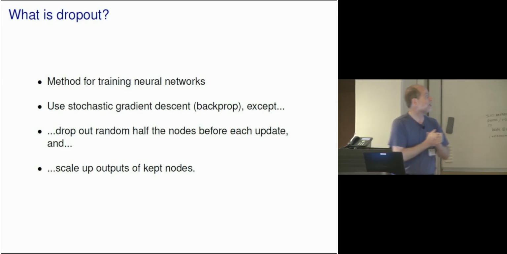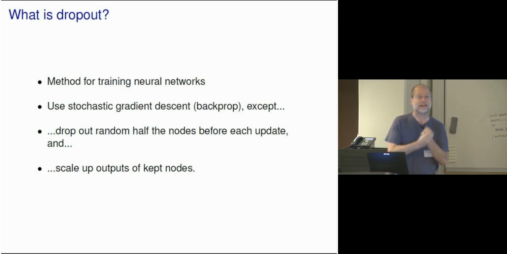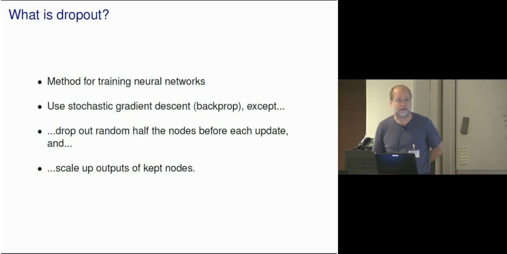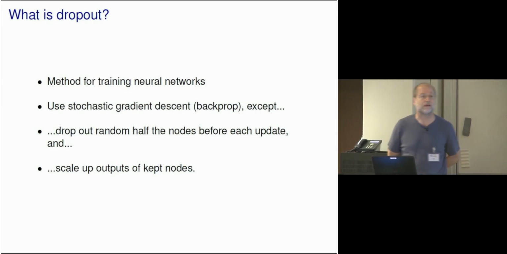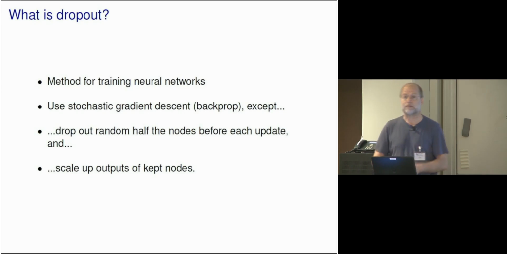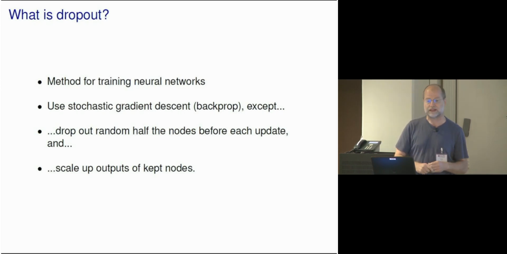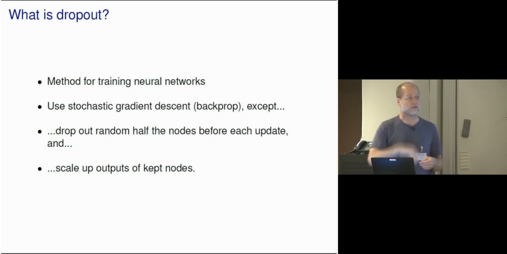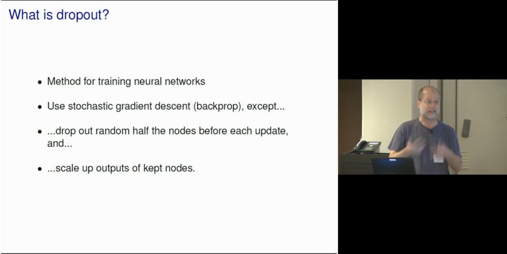So dropout, as you may know, is a technique for training neural networks where the algorithm uses stochastic gradient, otherwise known as backprop, except before each iteration, it removes a random half of the nodes in the network. Then it makes the update, then puts those back, removes a different random half, and so on. After it computes the value of a node that was kept, it scales it up by an amount that makes up for the fact that it had a chance to be removed, so that the expectation of the output of any node, if it had the same inputs, will be the same as before.